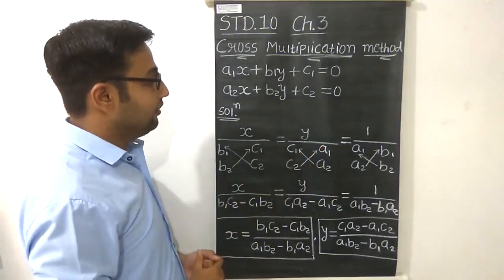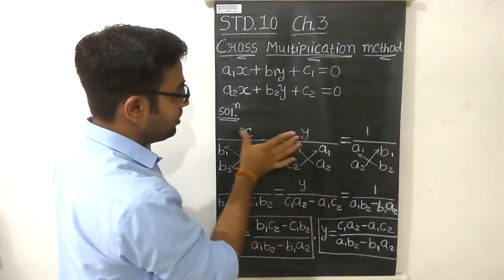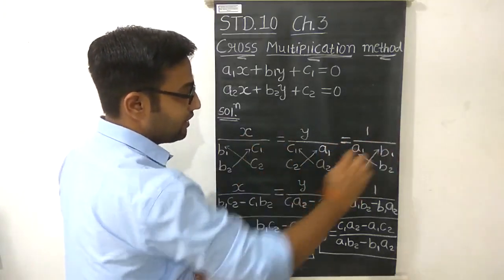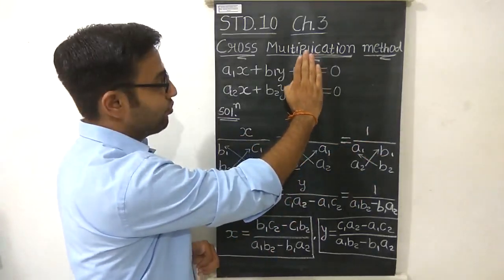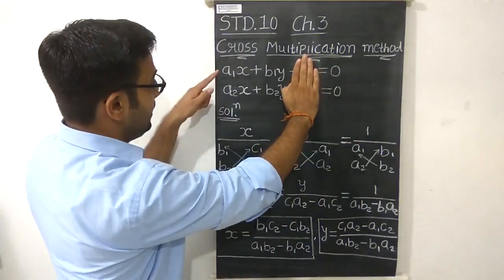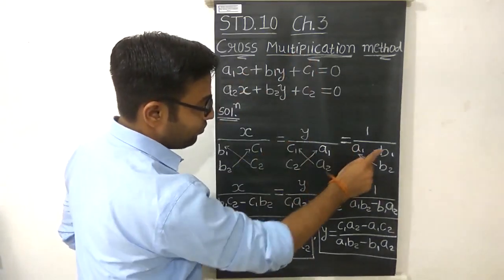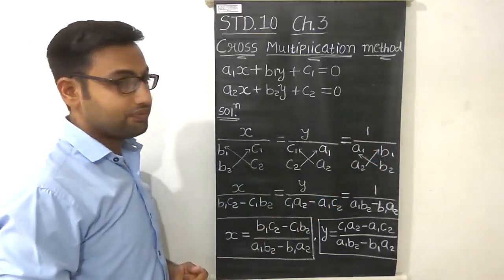Then again this equals to, now both the variables are done, so we take 1 upon the denominator. Now we cover the constants c1, c2. So what will remain with us is a1, a2, b1, b2. This is the same thing, a1, a2, b1, b2, which we write in the denominator of 1.